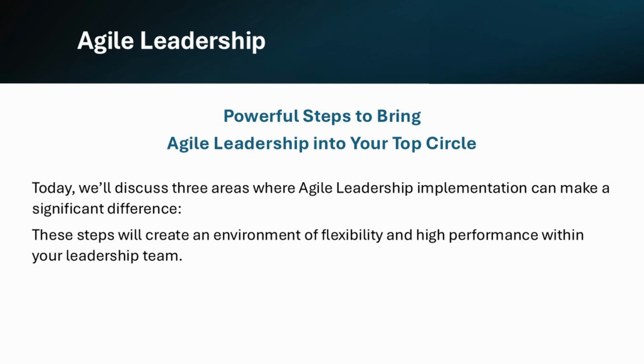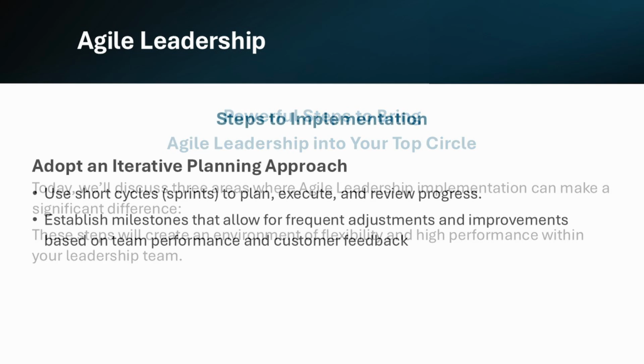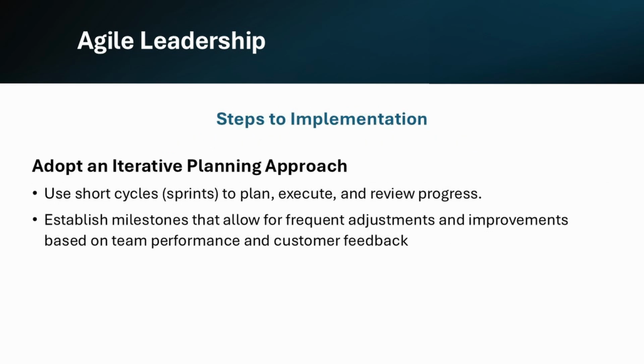Now, when we get into these 3 common implementation steps, we want to be looking at where the most benefit can be gained for your team and your organization. The first thing that we focus on is adopting an iterative planning approach. This comes directly from the Agile world of software development, where we're using short cycles, what they call sprints, to plan, execute, and review progress. In software, this is normally 2 weeks. But for us, many times, I'm looking at this in terms of a 1-month process.